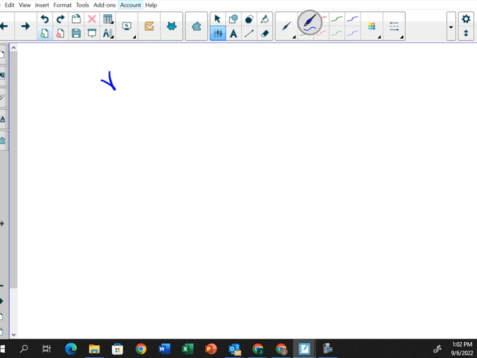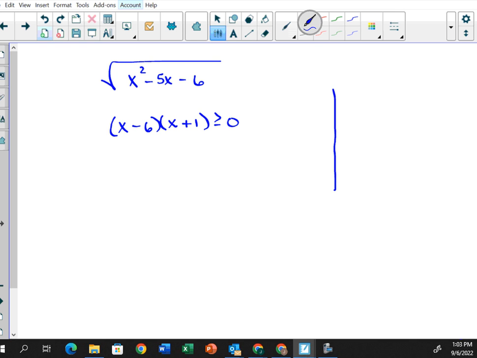Sorry guys, I know we're slightly off here. Let's say we did x squared minus 5x minus 6. Let's find the domain of this. So we'd start by factoring this. So minus 6 plus 1. We'll do it graphically because that's the only way I've shown you so far.